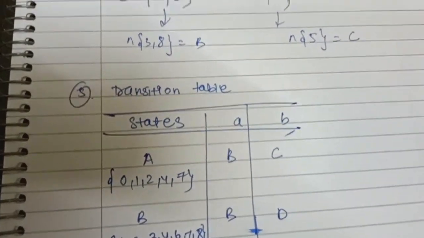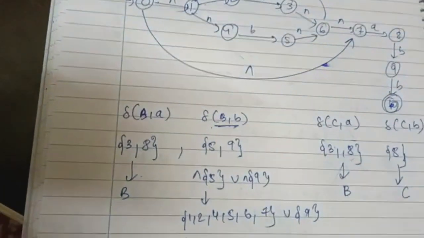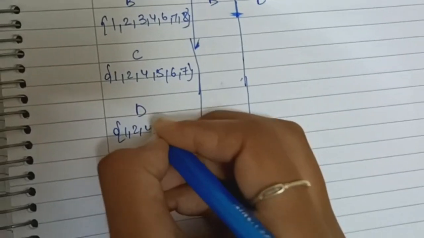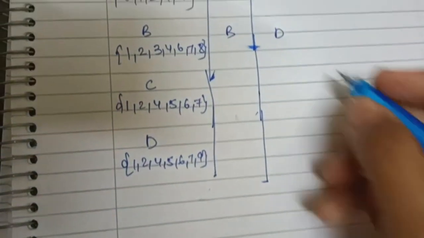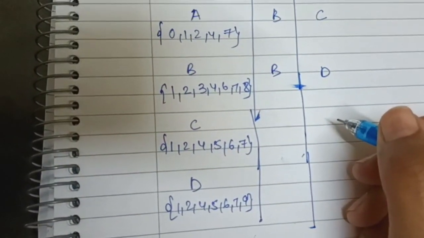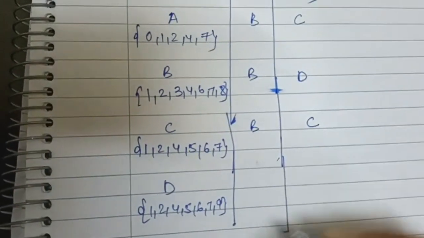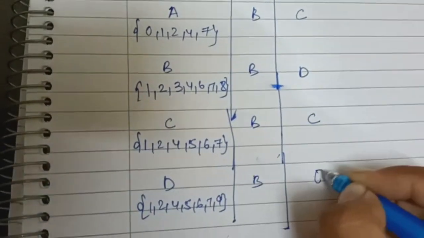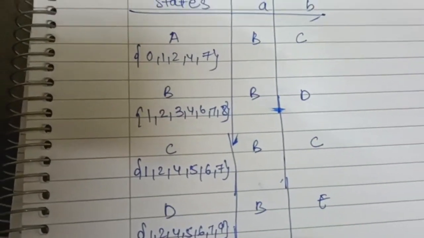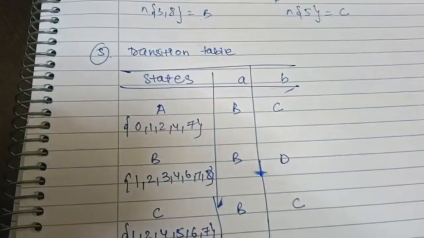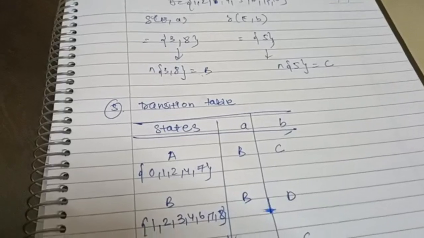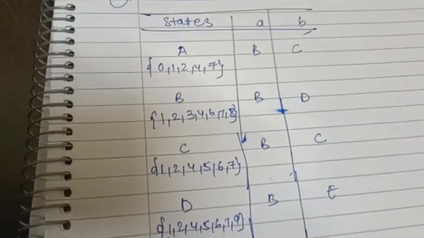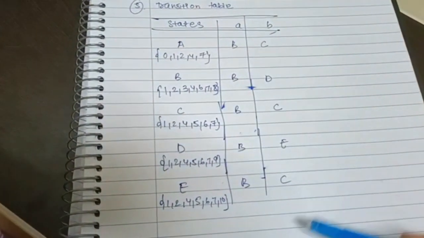And what was D? D was 1, 2, 4, 5, 6, 7 and 9, right? From C we got B and C, and from D we get B and E, and from E we got the states B and C. And what was our E? E was 1, 2, 4, 5, 6, 7 and 10. Okay, so this is my transition table.